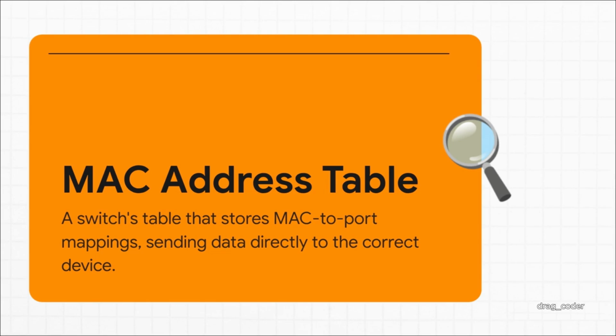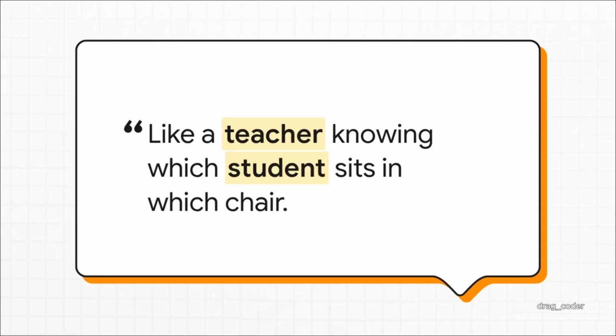And this device, it keeps a really special list called a MAC address table. Just think of it like a local address book. It knows every single device that's connected to it, from your computer to your phone, even your smart toaster. And here's the best way to think about it.